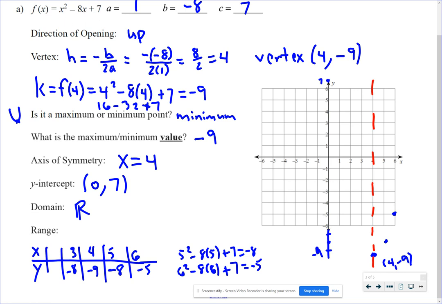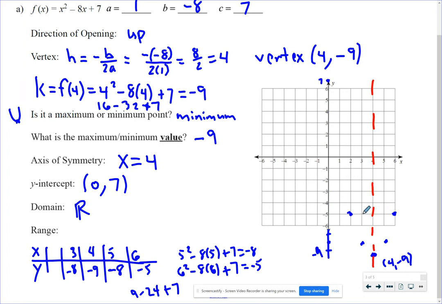Maybe just do some scratch work off to the side somewhere, right? 9 take away 24 plus 7. That'll be, let's see, what's 9 plus 7? That's 16. 16 take away 24 is -8. Yep, there it is. It worked, right? So that would mean when x is 2, y should be -5. Reflect it to the other side.